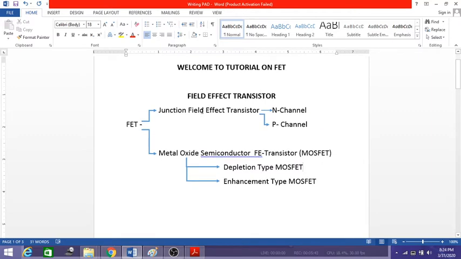Okay, so this is about the introduction of JFET. Let us revise again. Field effect transistor has broadly two categories, junction field effect transistor and metal oxide field effect transistor. Junction field effect transistor has two subcategories, N channel JFET and P channel JFET. And in the MOSFET, again we have two subcategories, depletion type MOSFET and enhancement type MOSFET. Both depletion type and enhancement type are of N type as well as P type. This we will see later.